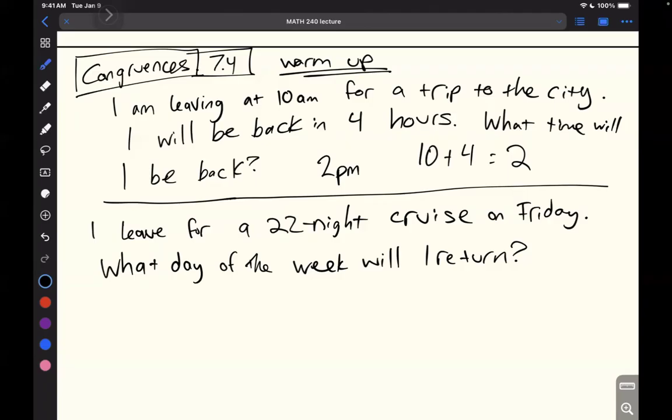I'm gonna leave for a 22 night cruise on Friday. What day of the week am I gonna get back? Saturday? Right. So if I leave on Friday, 22 is 3 weeks and 1 day. And so 1, 2, 3 weeks.